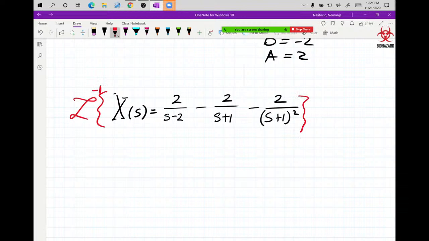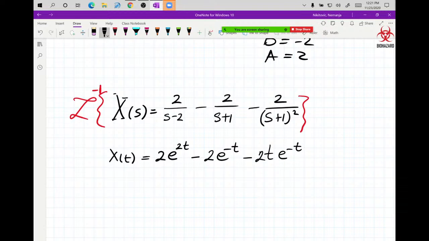Here with the inverse Laplace. So now this becomes x of t. And remember that this was 2e to the 2t, and then minus 2e to the negative t, and the last term.